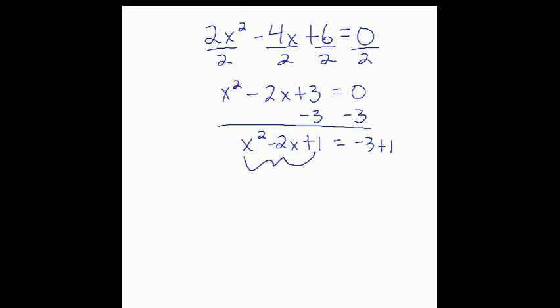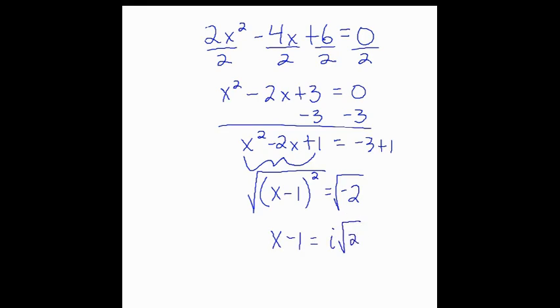Next, I'm going to go ahead and factor this. Now this ends up being a perfect square, hence the name completing the square. That's x minus 1 squared equals -2. The final few steps, I'm going to go ahead and take the square root of both sides. I get x minus 1 equals, this will be i times the square root of 2, plus or minus, of course, and then we add 1 to both sides, and we get 1 plus or minus i root 2.